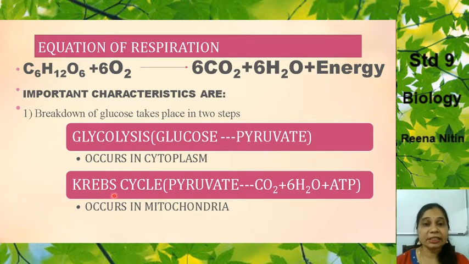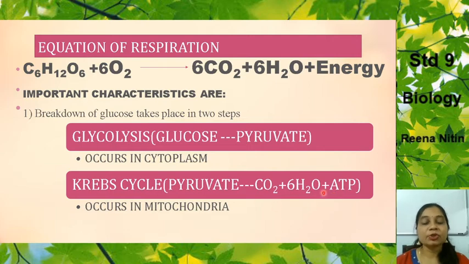Now, the second step: once you get the pyruvate, this pyruvate is again broken down into carbon dioxide, water, and energy. This ATP is the energy currency of the cell. This process takes place in the mitochondria. Now, this process is more important. Why is it more important? Because this releases more energy.